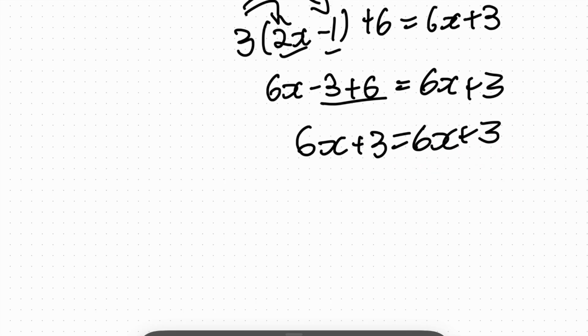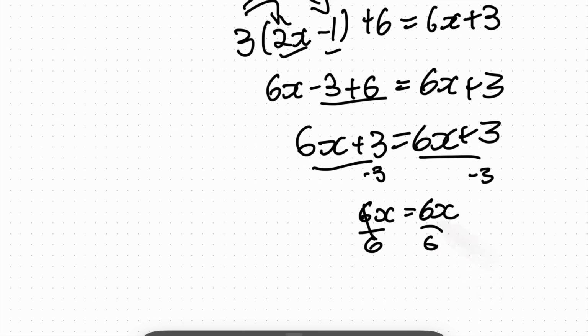Now you can notice that both sides of the equation are the exact same thing. But just to show you, we can continue to solve. Let's subtract 3 on both sides. That gives us 6x equals 6x, divide by 6, divide by 6, x equals x. You should be really happy when you see this, because if any side is the exact same as the other, you know the solution is infinite solutions.